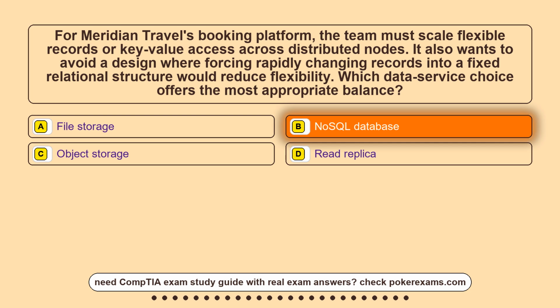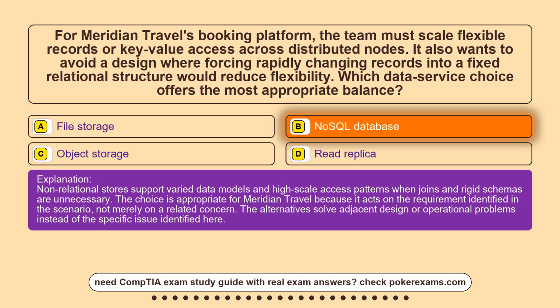The correct answer is option B, NoSQL database. Non-relational stores support varied data models and high-scale access patterns when joins and rigid schemas are unnecessary. The choice is appropriate for Meridian Travel because it acts on the requirement identified in the scenario, not merely on a related concern. The alternatives solve adjacent design or operational problems instead of the specific issue identified here.